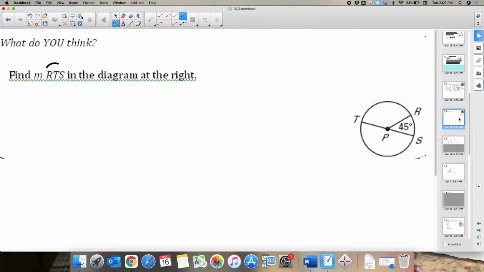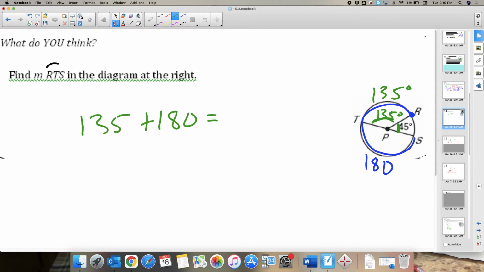Looking at your next example there. It says find the measure of arc RTS. R around to T, around to S. Well, TS is a semicircle, so it's 180. If angle RPS is 45, that means angle RPT would have to be 135 degrees, because those two angles form a linear pair. That makes arc TR also 135 degrees. So I have my 135 plus my 180 gives me 315 degrees.